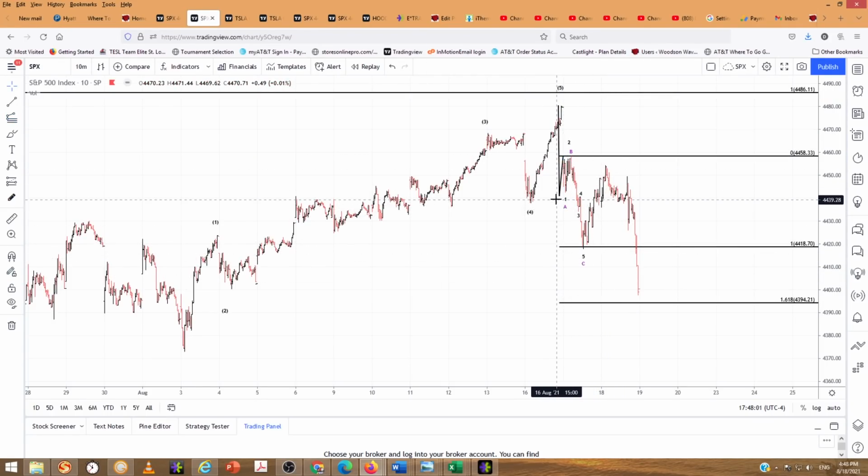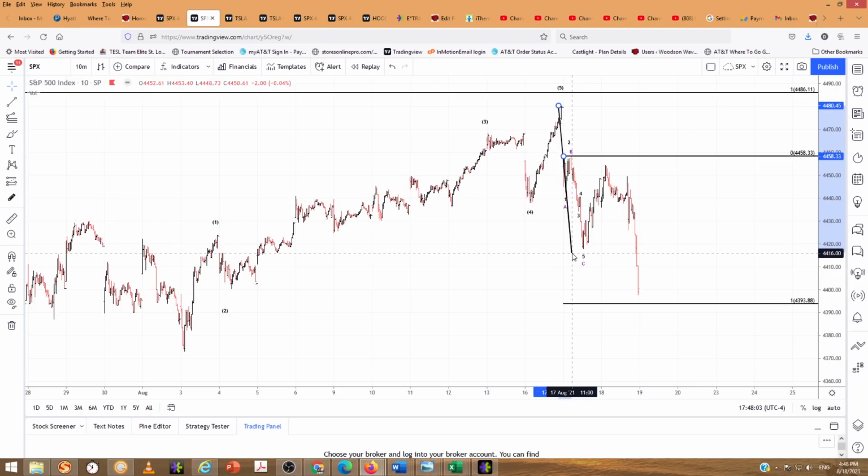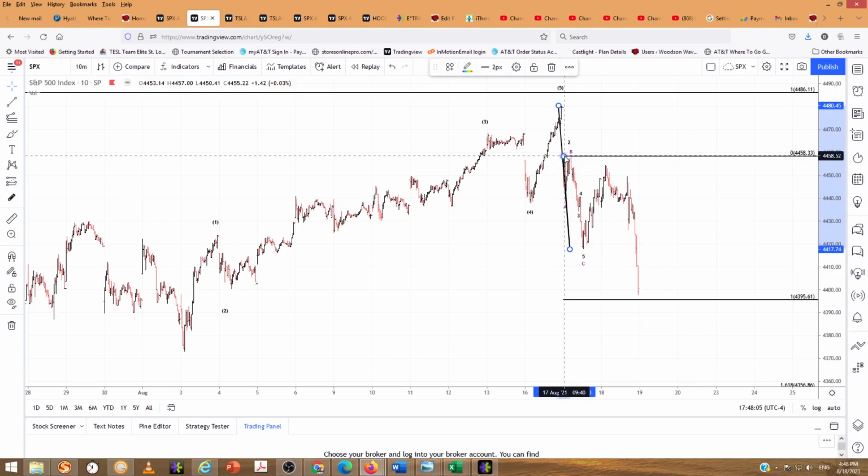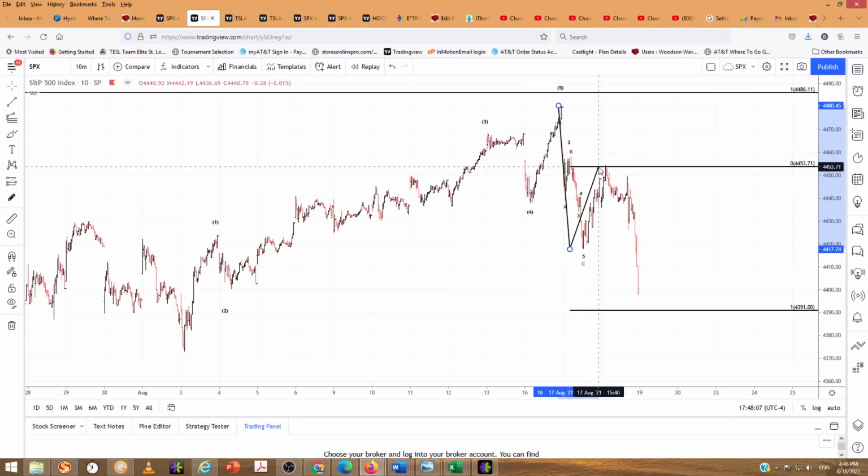And I want to show you guys something else here. We have a move down here and a move up here. Let me get on that there. And there we have a 43.90 target.